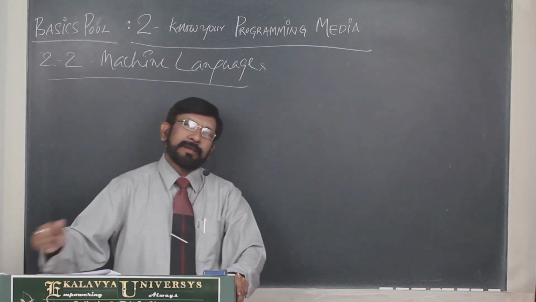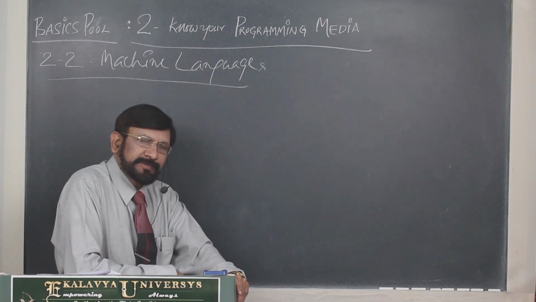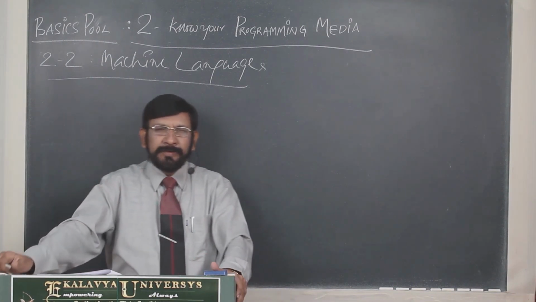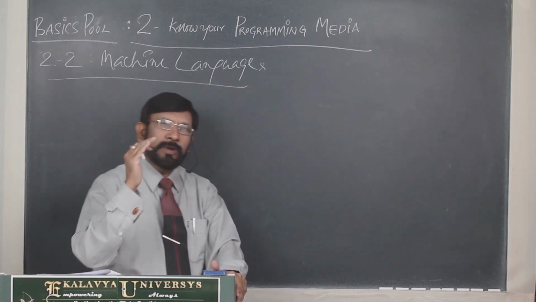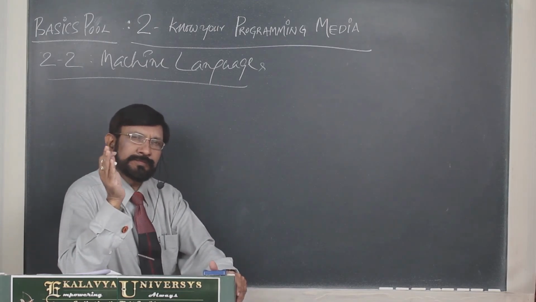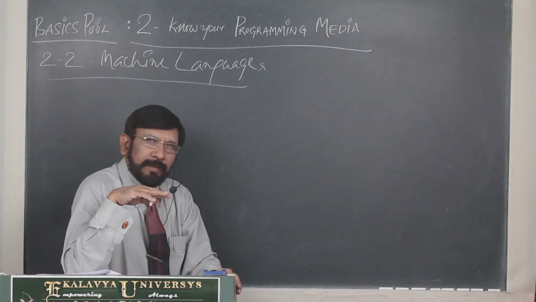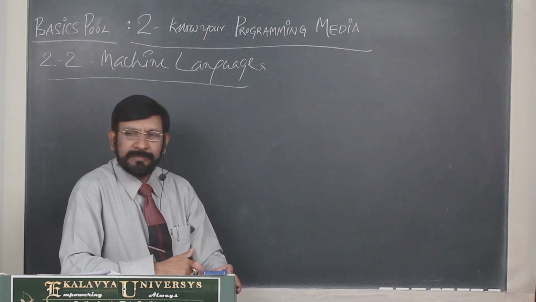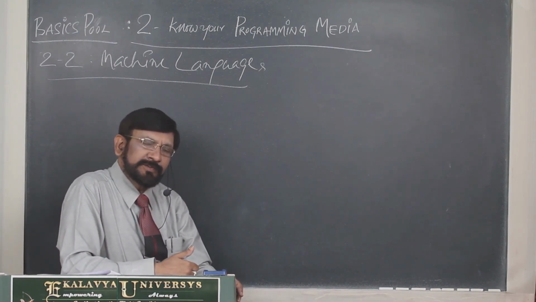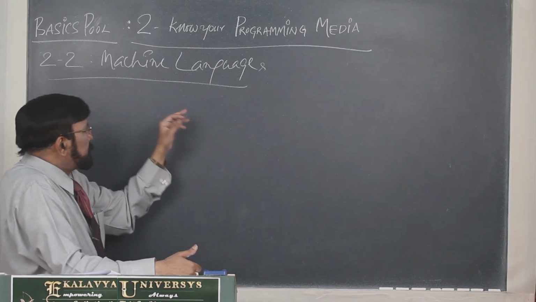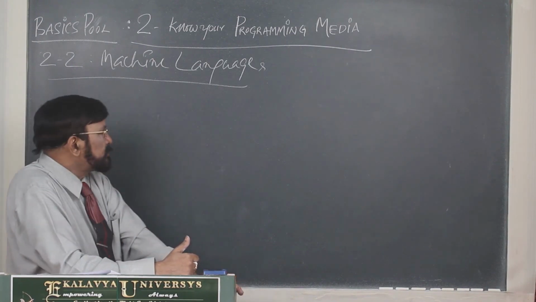Hello friends. Now let us take up the concept number 2.2, machine languages. In the previous topic, I explained the classification. All programming languages are classified into two groups, low level languages and high level languages. Again, the low level languages are classified into two groups, machine languages and assembly languages. In this concept, let us focus on the machine languages, the features and functionalities of a machine language.